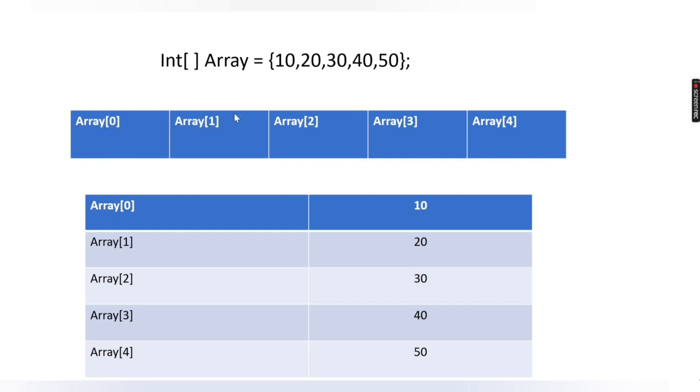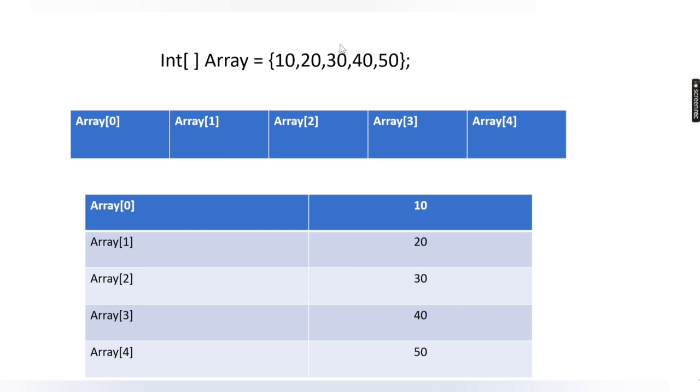So array of 0, then array of 1, array of 2, array of 3, then array of 4, because indexing starts from the 0th position. We continue till 4 because we have only 5 elements. The first element will be stored at array of 0. So array of 0 will have the value 10, array of 1 will have 20, array of 2 will have 30, array of 3 will have 40 and array of 4 will have 50. So this is basically indexing of an array.